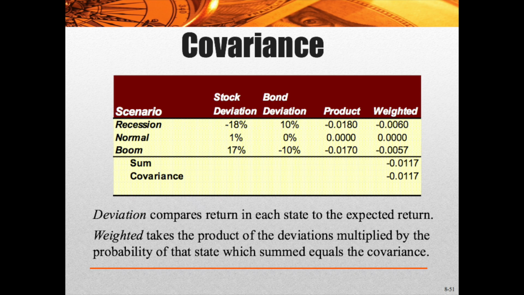0.018. And then the weights, of course, are 33% each, and so we take the 0.018 divided by 3, and we get 0.006. 6 times 3 is 18, so it's pretty obvious how that works out. We do the same thing for normal, we do the same thing for boom, and then we have a sum. Negative 0.0117 is the sum, and that is our covariance.